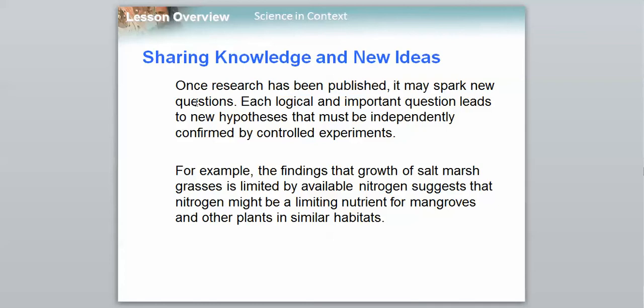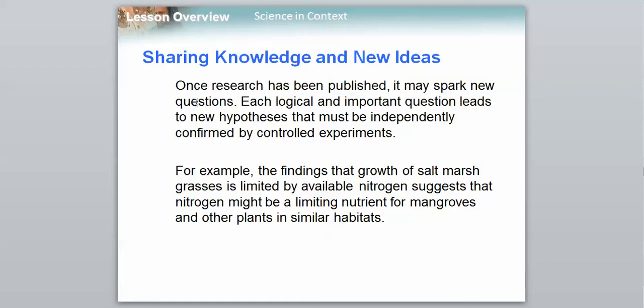So again, our examples are going back to the salt marsh. So the findings that the growth of salt marsh grasses is limited by available nitrogen suggest that nitrogen might be a limiting nutrient for mangroves and other plants in similar habitats. So if you don't know, a mangrove is a type of tree that grows in more of an aquatic environment than what a usual tree would.